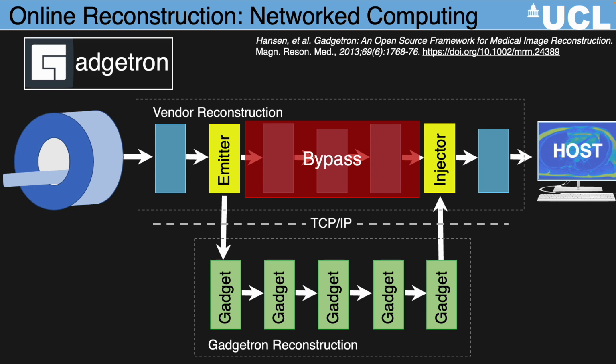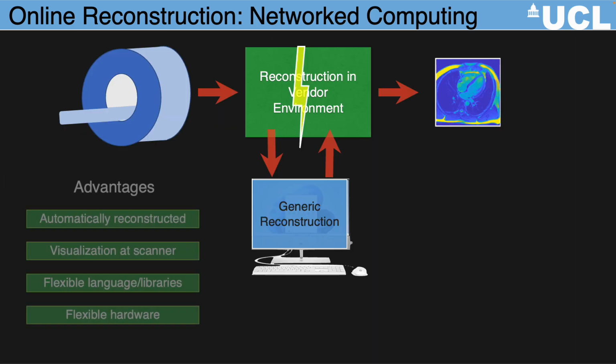The Gadgetron reconstruction on the external computer consists of a series of modules or gadgets which are configured dynamically at runtime. There are many modules already available, but the user can also add new gadgets through a plugin-like architecture without recompiling the basic framework infrastructure. This functionality and flexibility makes the Gadgetron framework popular within the research community for online translation of advanced reconstructions.